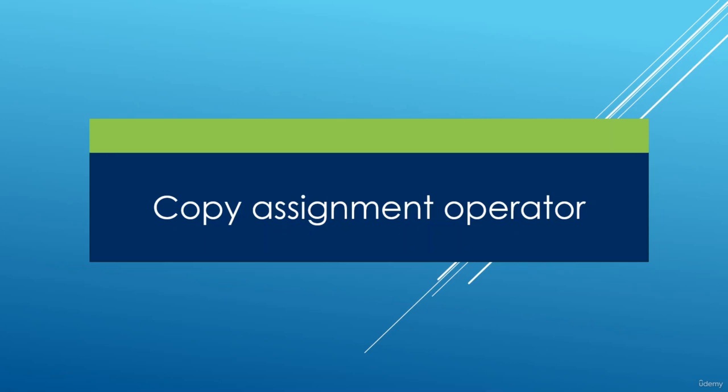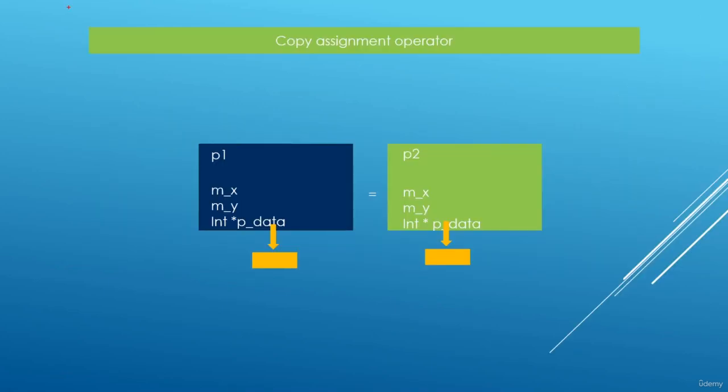In this lecture, we're going to explore the copy assignment operator. This is an operator that allows us to copy an object into another object. Suppose we have two Point objects as we see here. We have P1 and P2, and we want to assign P2 to P1.